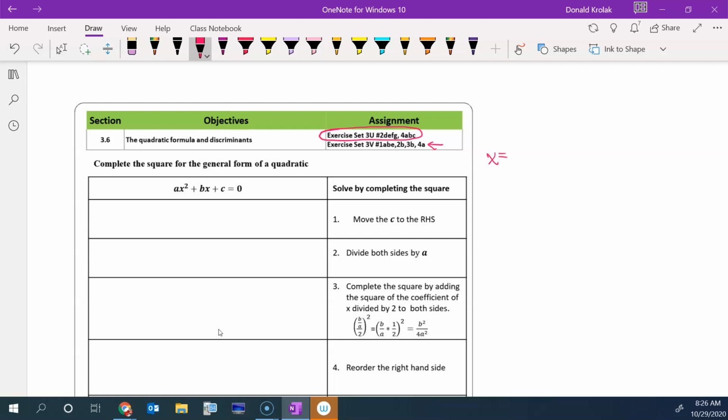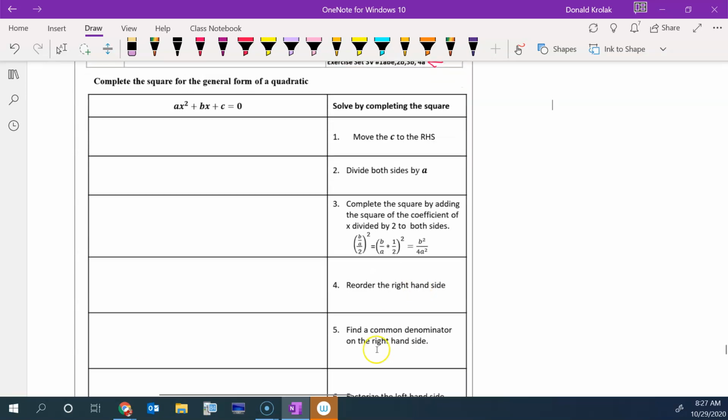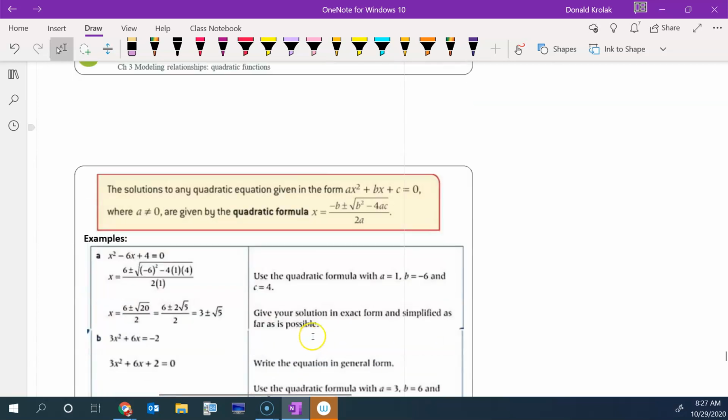X equals the opposite of B plus or minus the square root of B squared minus 4AC, all over 2A. That's the quadratic formula. And A, B, and C are just your coefficients. All right, so where did that thing come from? Some smart person just... So when a formula is developed, I mean, the quadratic formula is probably one of the most famous formulas that are out there. Okay, this formula right here.